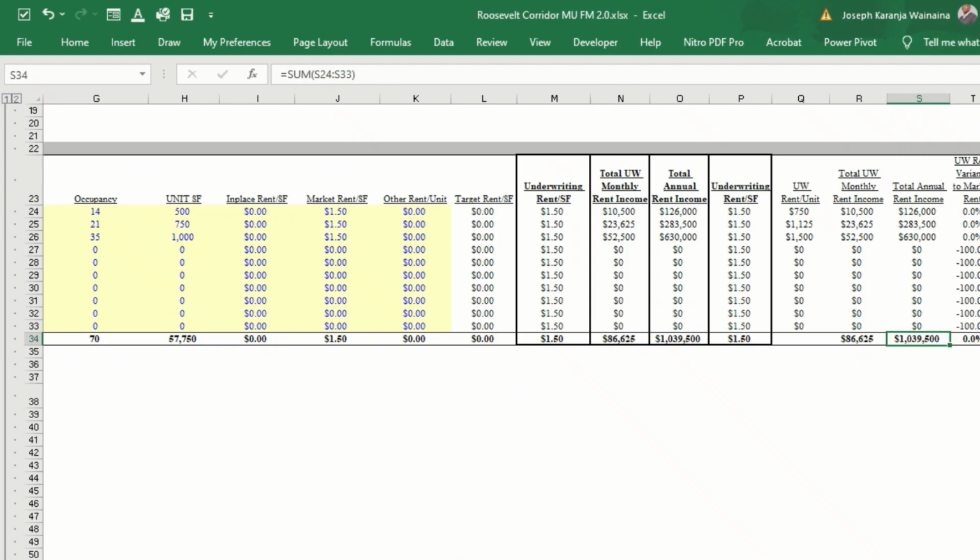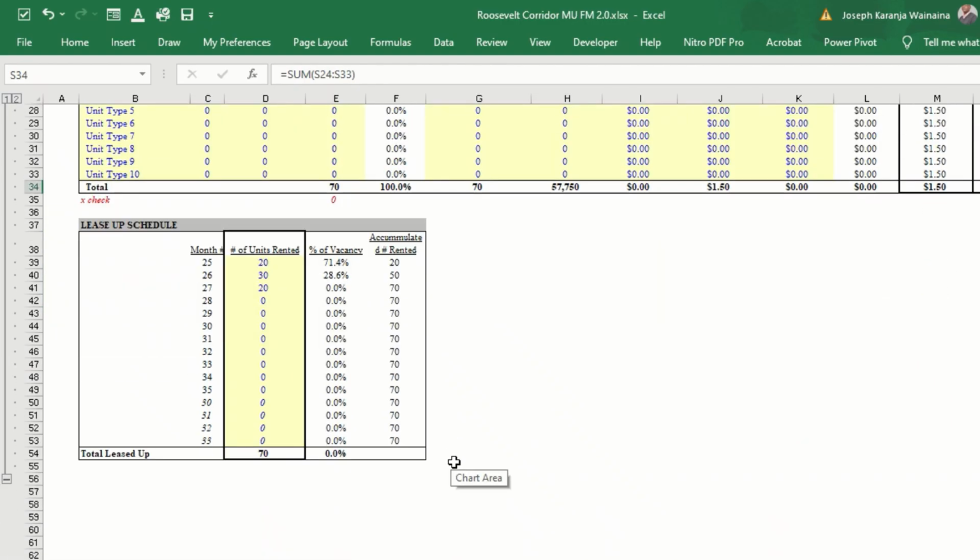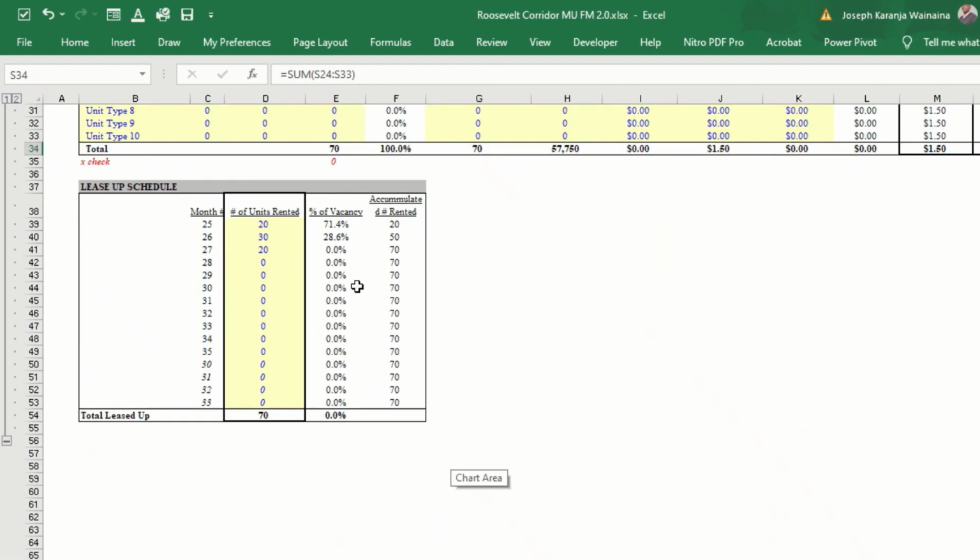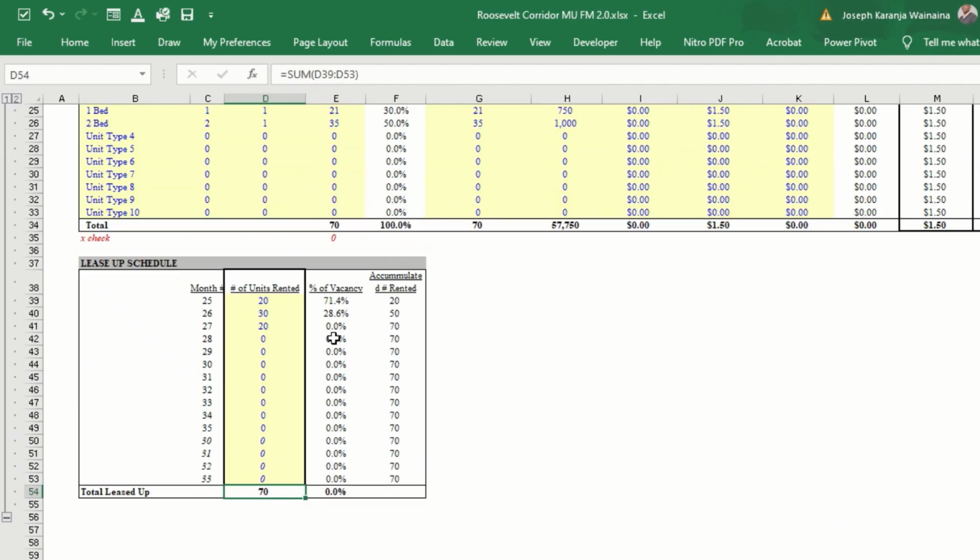Then the variances. Here you also have the lease-up schedule. After completion, at month 25, we expect to have 20 units leased. Month 26, 30 units leased. Month 27, 20 units leased. So at month 28, everything will be leased out. These are the total number of units, and you can see the percentage of vacancy go down.